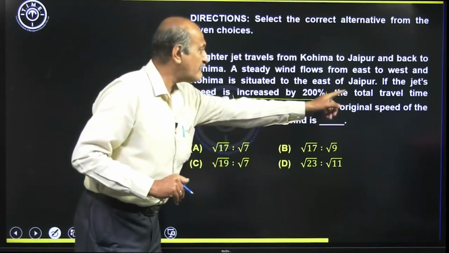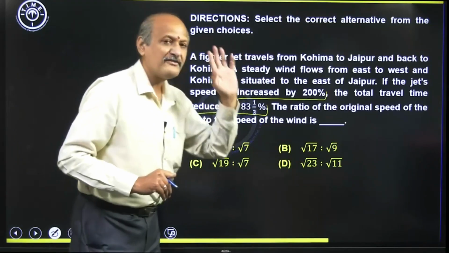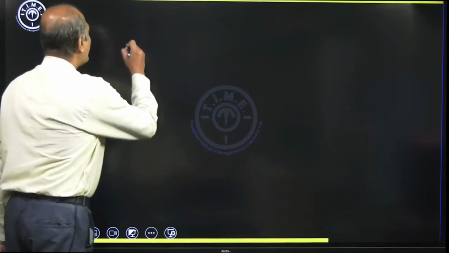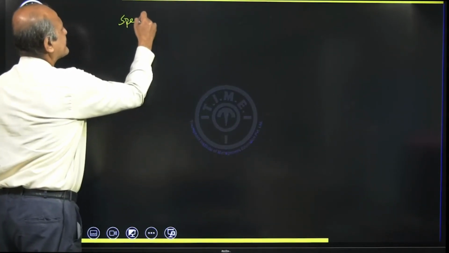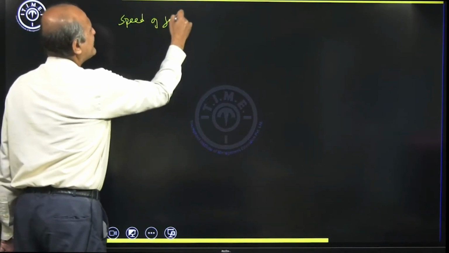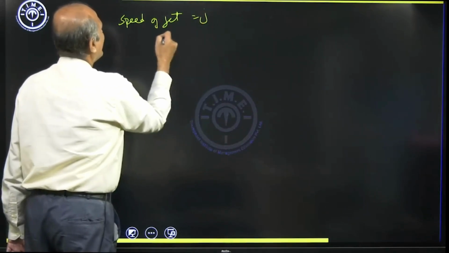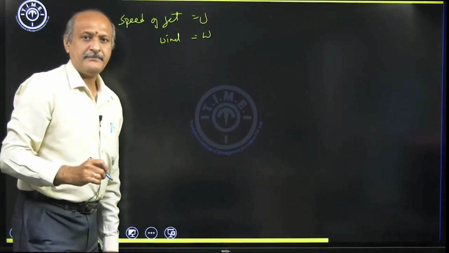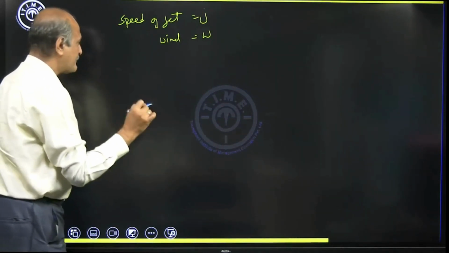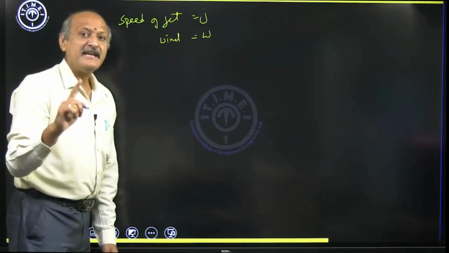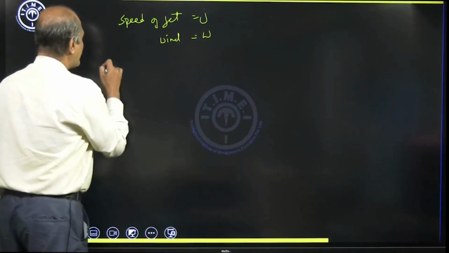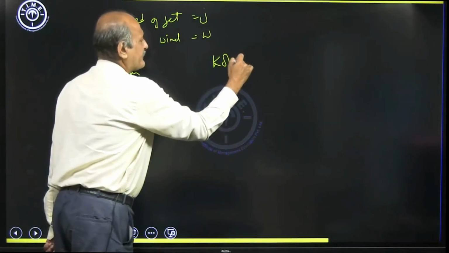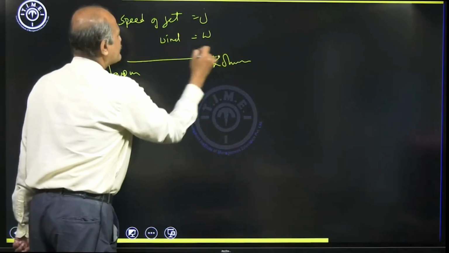Now it reads, the ratio of the original speed of the jet to the speed of the wind is dash. Now let's consider some things. Let us consider the speed of the jet equal to J, and the speed of the wind equal to W. In the question, Kohima is on the east of Jaipur. So let me consider Jaipur on the west side and Kohima present here. Consider the distance between these two equal to D.